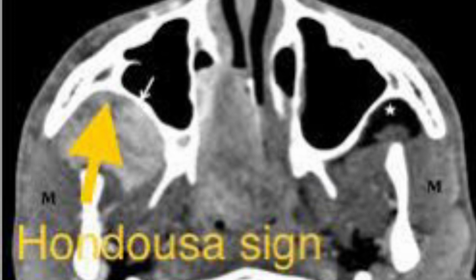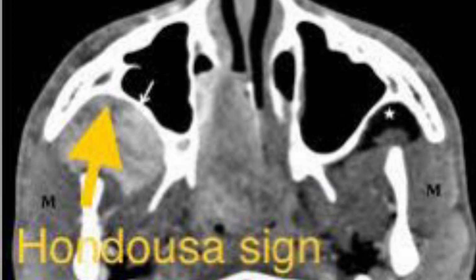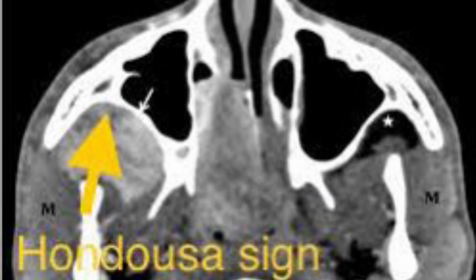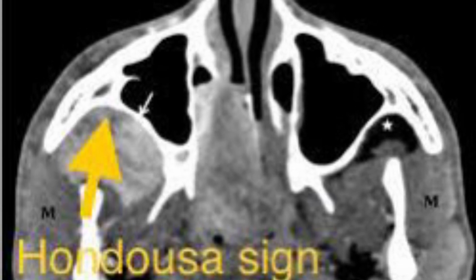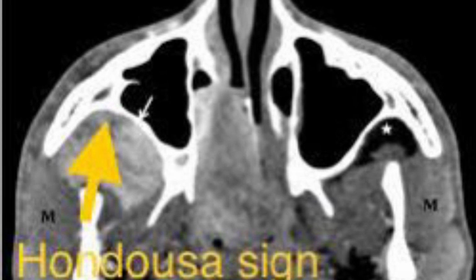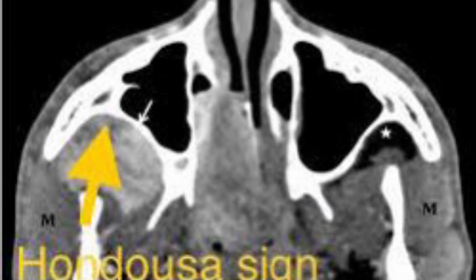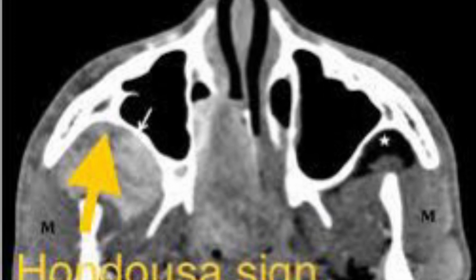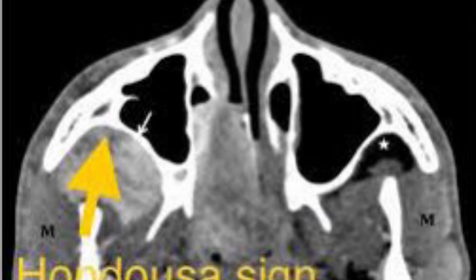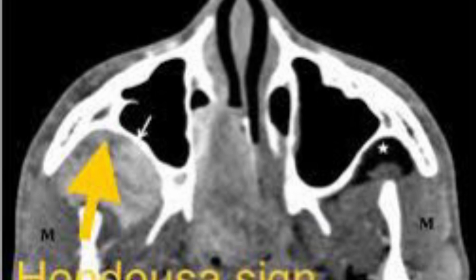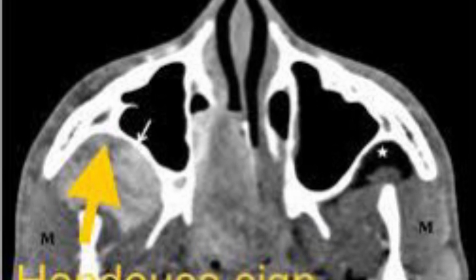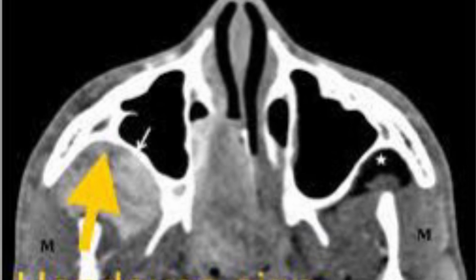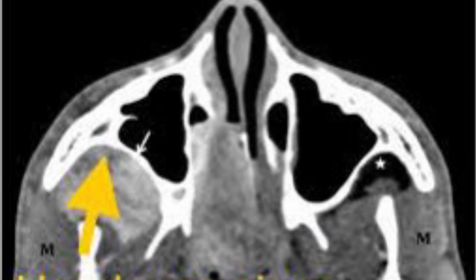Another sign is the Hondousa sign. In the Hondousa sign, there is widening of the gap between the maxillary body and the ramus of the mandible when the tumor extends into the infratemporal fossa. So any tumor in the infratemporal fossa leads to widening of this area between the maxillary body and the ramus of the mandible, and this sign is called the Hondousa sign. As you can see in this picture, there is a widened gap between the body of the maxilla and the ramus of the mandible.